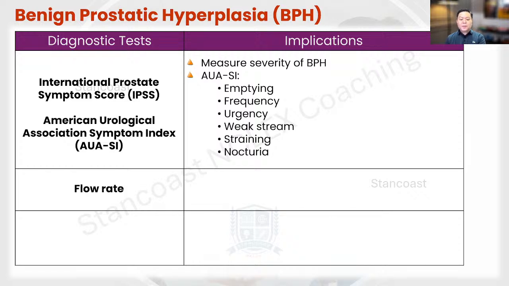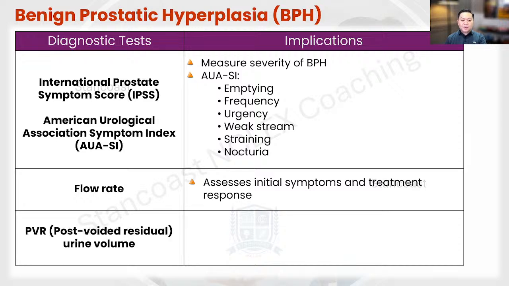Now we're also going to talk about the flow rate, which is a simple testing that will be done to assess the initial symptoms and treatment response. And the PVR, urine volume, is something that even us nurses can do. And what we can do here is get that bladder scan, which is basically a bedside ultrasound test that is pretty much available in the nursing unit.